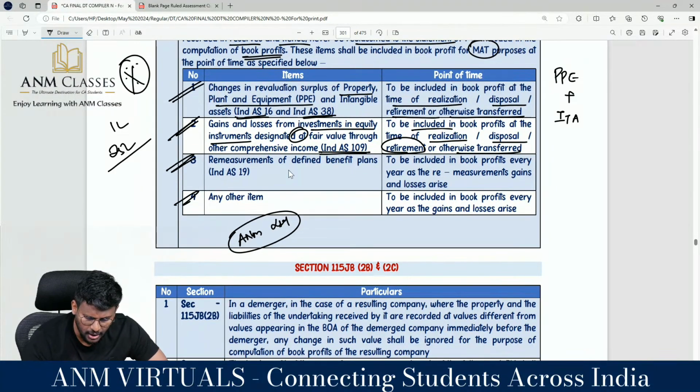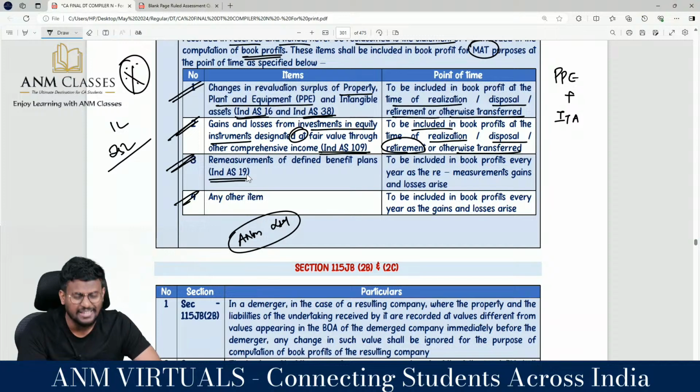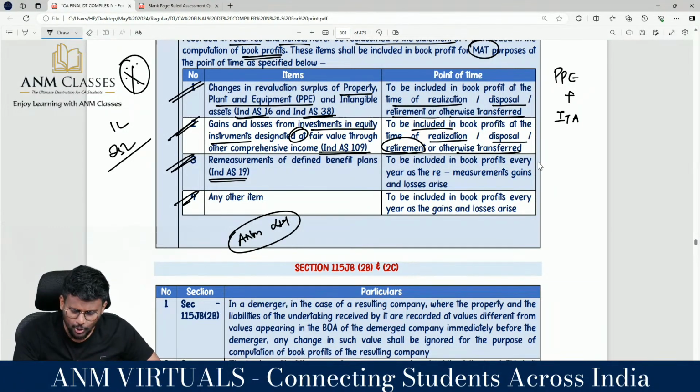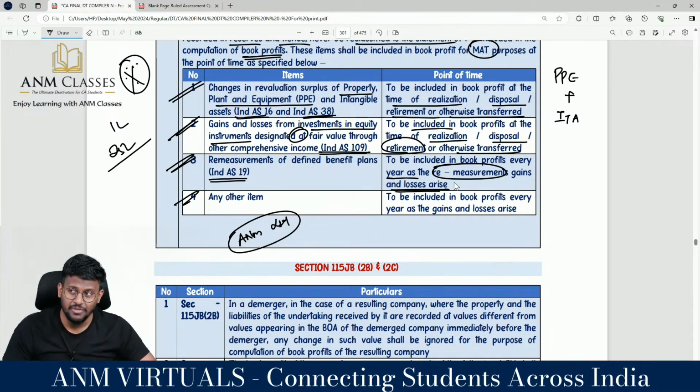Remeasurement of defined benefit plans, Ind AS 19. Employee benefit plans and all will be there. You would have remeasured that plan. Then it is to be included in the book profit every year as the remeasurement gain or loss arises. This is not at the time of disposal. This is every year. Every year you have to include it in the book profit. If it is plus, include it as plus; if minus, include it as minus.